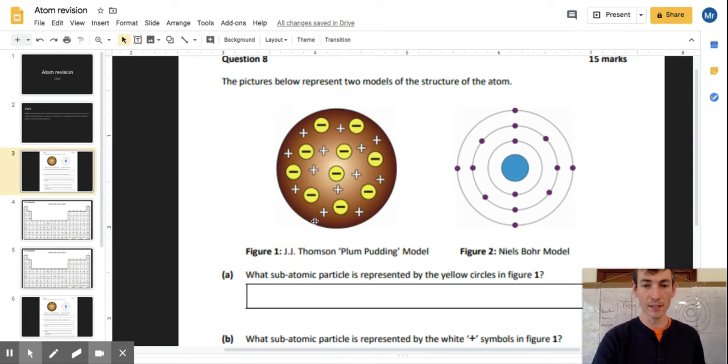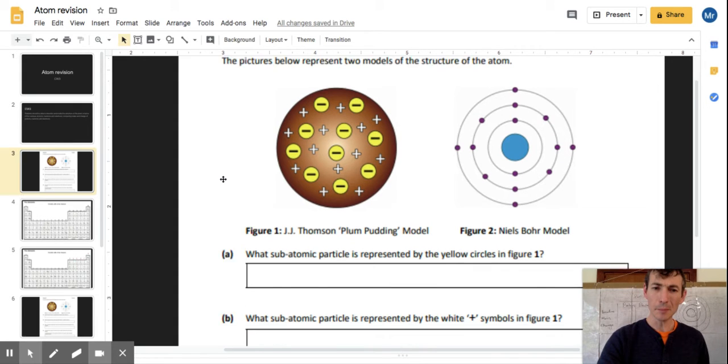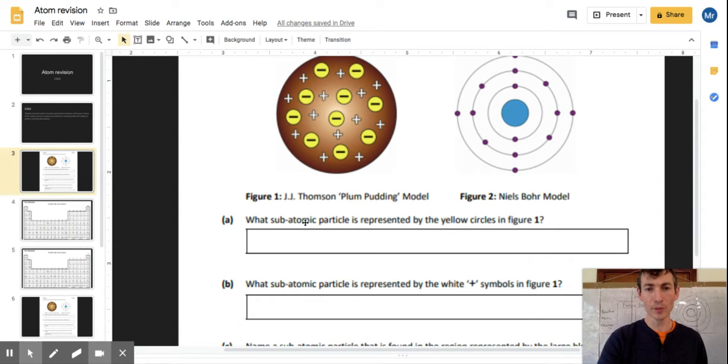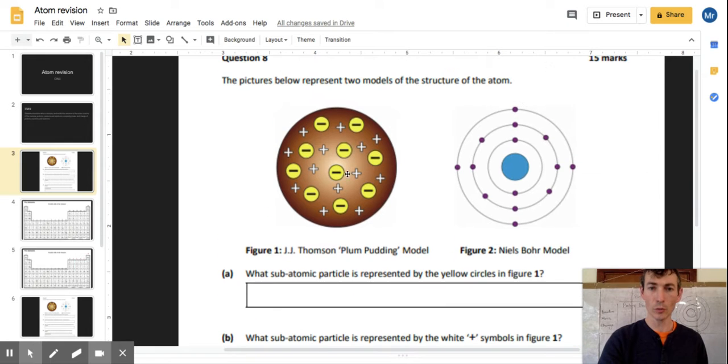So here on the left-hand side, we've got what is called the plum pudding model of the atom, and on the right-hand side, we've got the Bohr model of the atom, proposed by Niels Bohr. So these are just two models, just two different types of drawings to represent the atom. That's all that means. Now, part A is asking us what subatomic particle is represented by the yellow circles in figure 1.